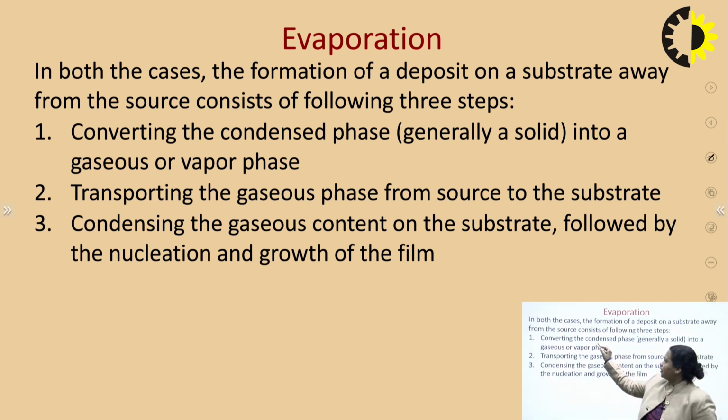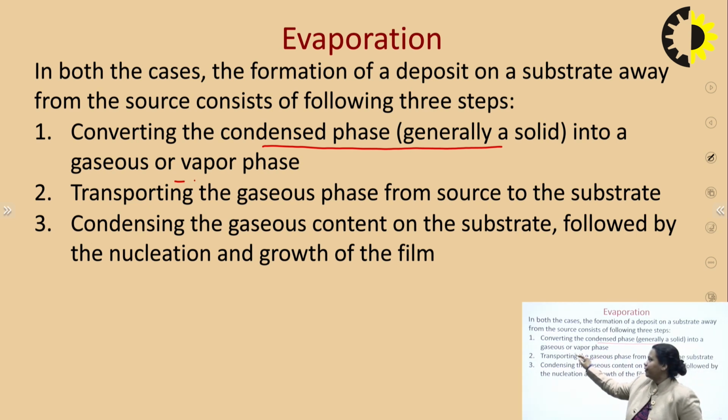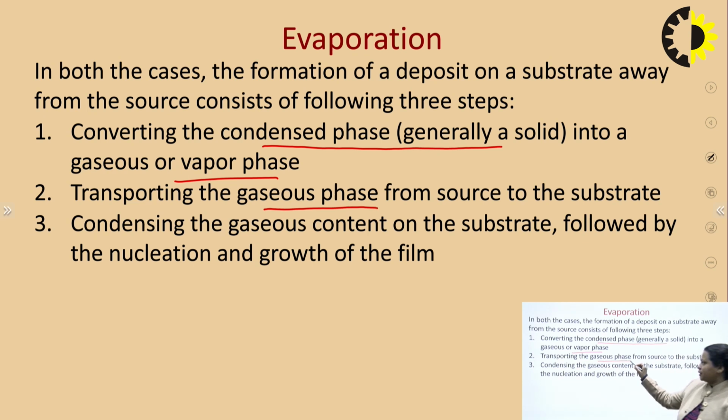First, converting the condensed phase, generally a solid, into a gaseous or vapor phase. That means we are turning a solid into a vapor phase, right? Then the gaseous phase which we create is transported from the source to the substrate. Suppose this is a source. First of all, we have created the wafer from it, and those wafers are going to be used on a substrate, right? So here it is happening like this.